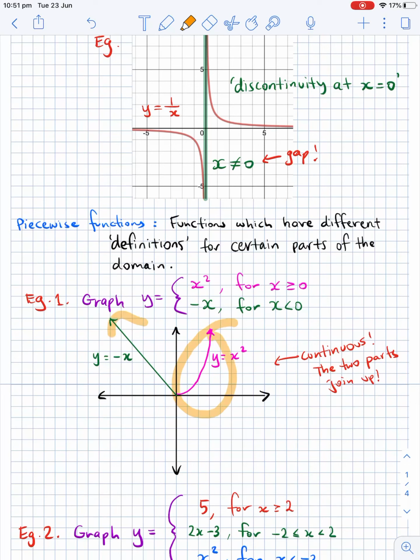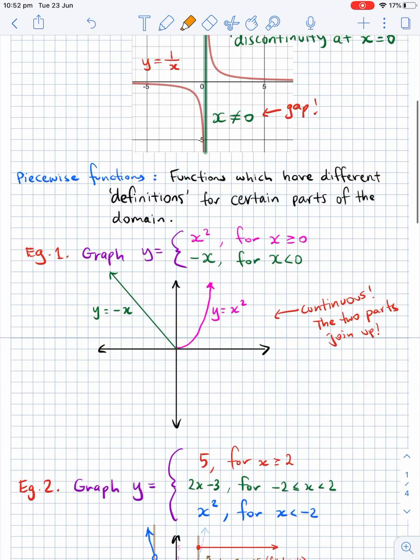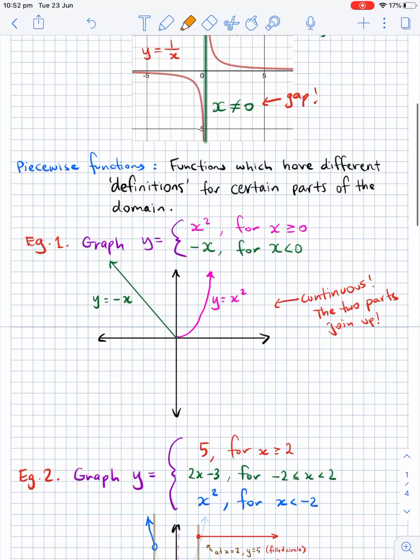And we pretty much join up these two functions on the same graph. So this graph here is this piecewise function right here. This graph actually is continuous, and the reason is because I can draw it without lifting my pencil. So this is what we would consider this piecewise function to be: a continuous graph.